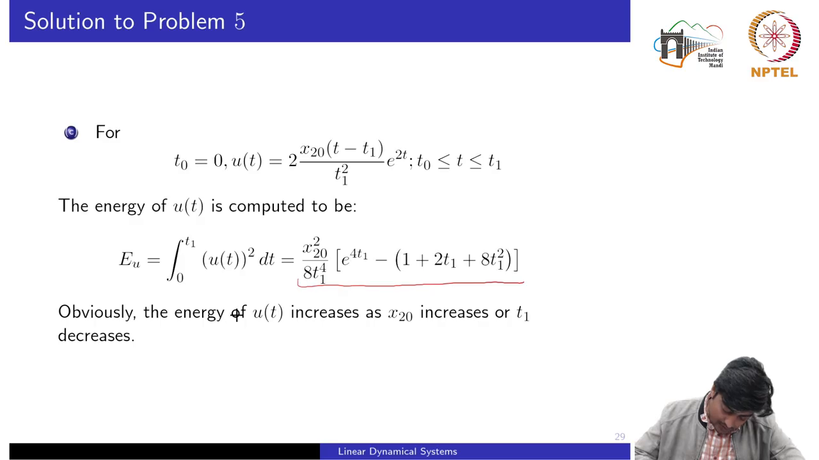So we notice that the energy of u(t) increases as x2 naught increases. If we keep T1 constant, then as x2 naught increases, the energy would increase. Now keeping x2 naught constant, as T1 decreases, the energy would increase. This is almost similar to the behavior we had seen in one of the previous problems.